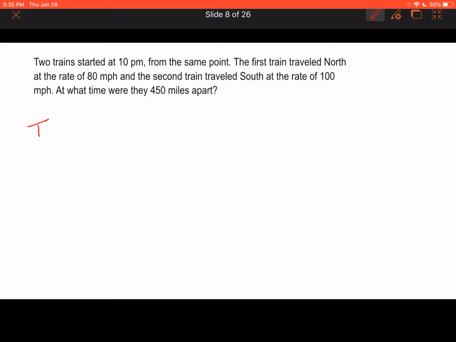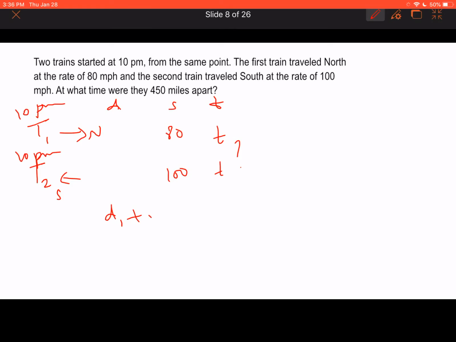Two trains started at 10 p.m. from the same point. The first train traveled north at the rate of 80 miles per hour. The other train moved towards south at a rate of 100 miles per hour. So they want to know how much time it takes for them to move apart 450 miles. That is, d1 plus d2 is going to be 450 miles.